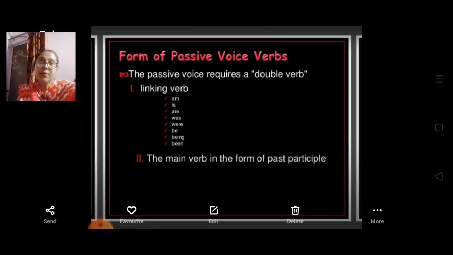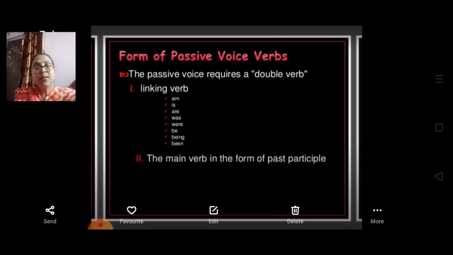So always keep in mind that to make active into passive voice, we are always using double verbs. First is the linking verb and then the main verb, which is always in the past participle. So these are the rules that we always keep in mind. After that, I am giving a very short introduction. After that, we will discuss how to change simple present tense active voice to passive voice.